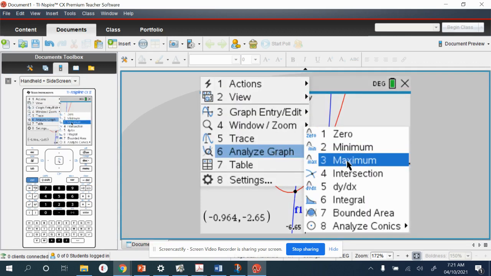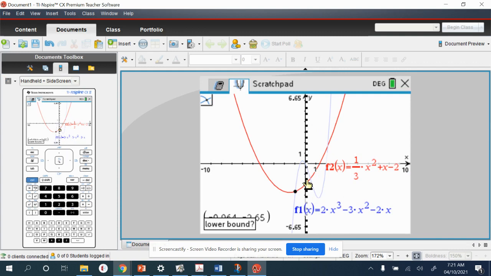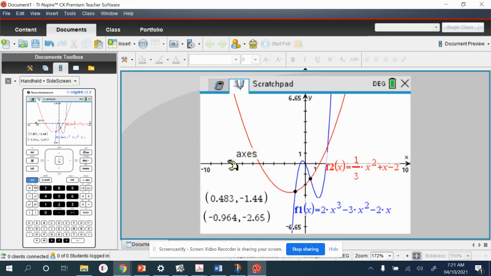Right, and let's find another one. So going to Analyze Graph again, going to find an intersection, going to go to the left-hand side of the second point, to the right-hand side. Now I should be able to grab it. I'm going to move my solution over here. Remember, it's just the x value, so 0.483.